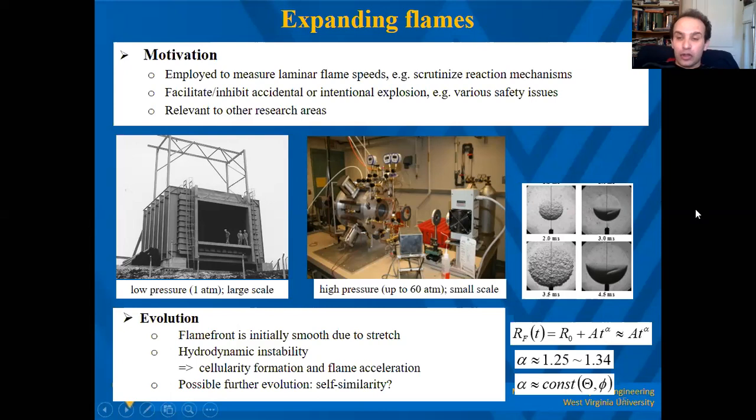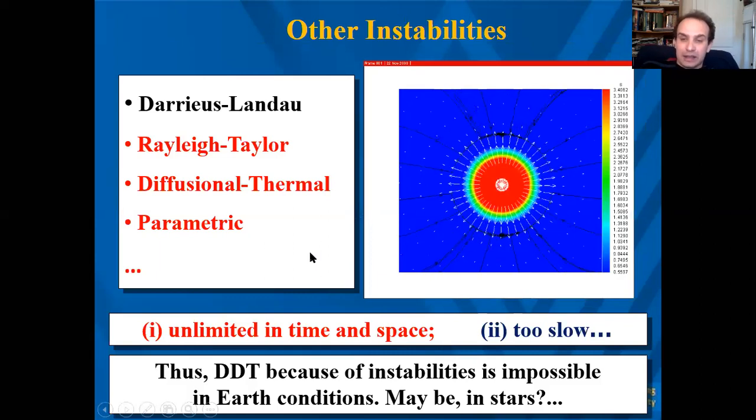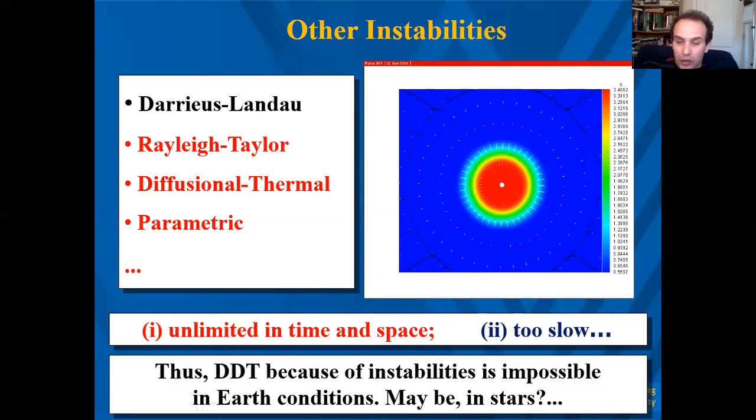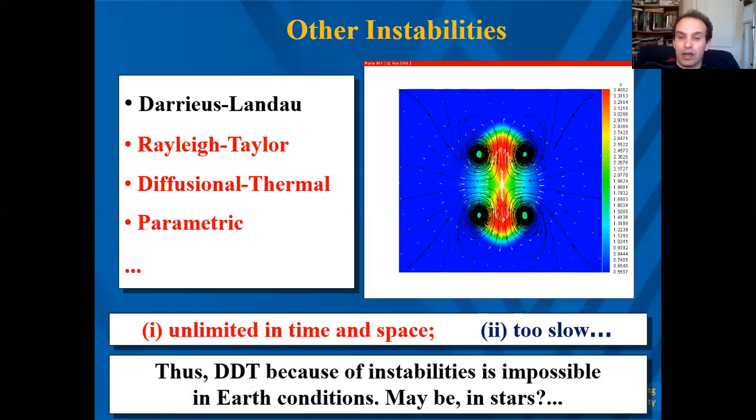Okay. So that it is. And also remember that in addition to the Darrieus-Landau instability, we considered other instabilities like Rayleigh-Taylor and diffusive-thermal instability. I showed you this movie in astrophysics of how Rayleigh-Taylor instability works. What we see is that in a central gravitational field, instead of an expanding surface, you have a discontinuity, so you have something like this.